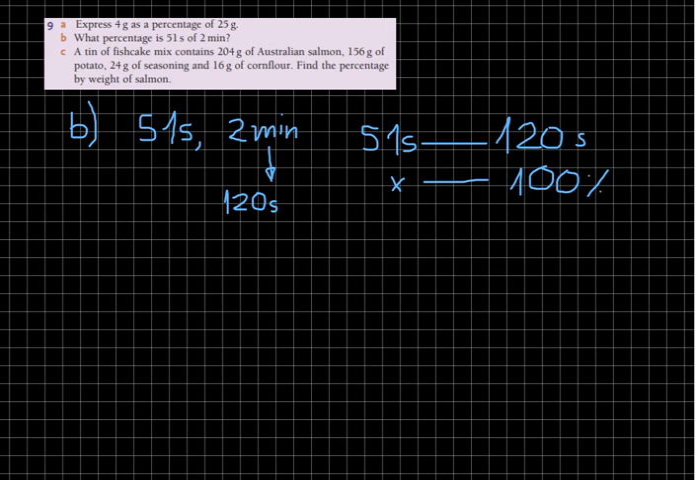It's a little bit different, but at the end it's the same thing, because here we have the part and here we have the total. So it's rearranged in another way, but it's going to be the same. So I must multiply 100% by 51 seconds, and then I must divide by 120 seconds.